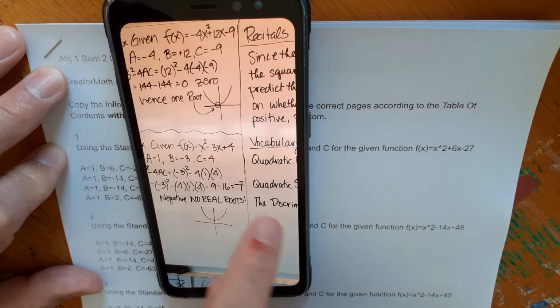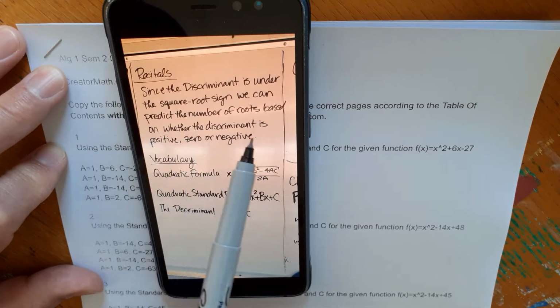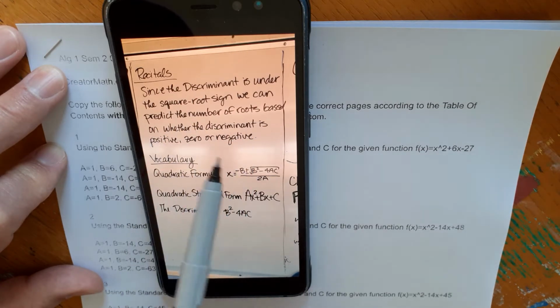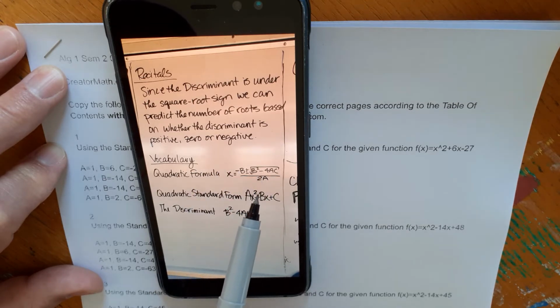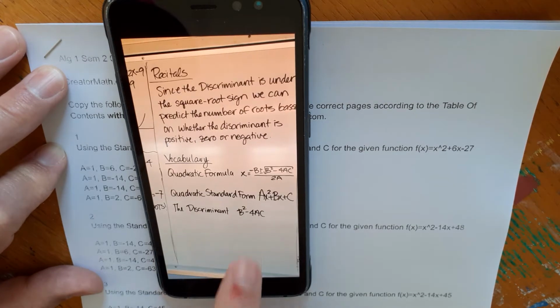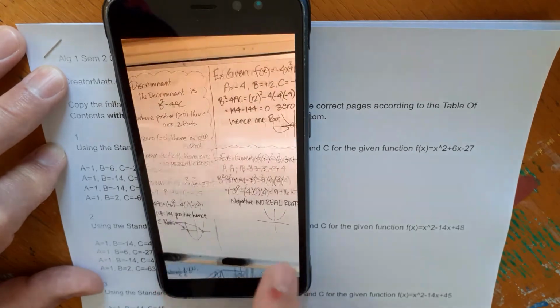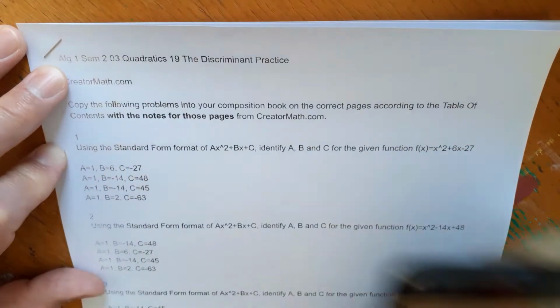See how this -7 is the discriminant? Since the discriminant is under the square root sign, we can predict the number of roots based on whether the discriminant is positive, 0, or negative. And remember, a negative under a square root symbol produces a non-real number. Hence, non-real roots, no real roots. Okay, and that goes back to the idea of a real number. Quadratic standard form, ax squared plus bx plus c, and the discriminant is under the square root symbol, b squared minus 4ac. This is just some notes from that day in class.